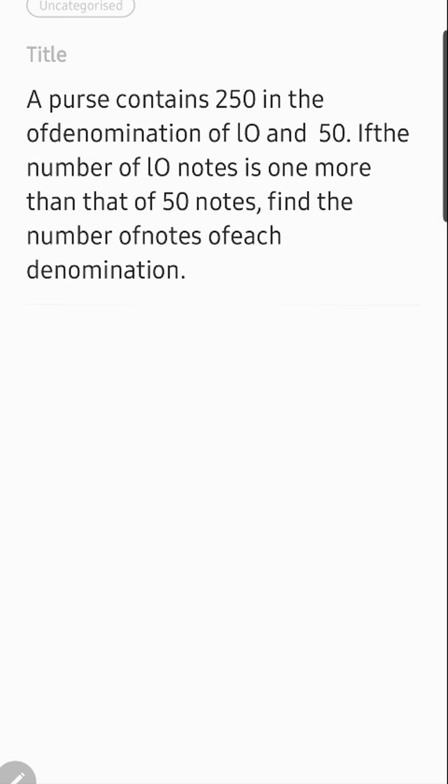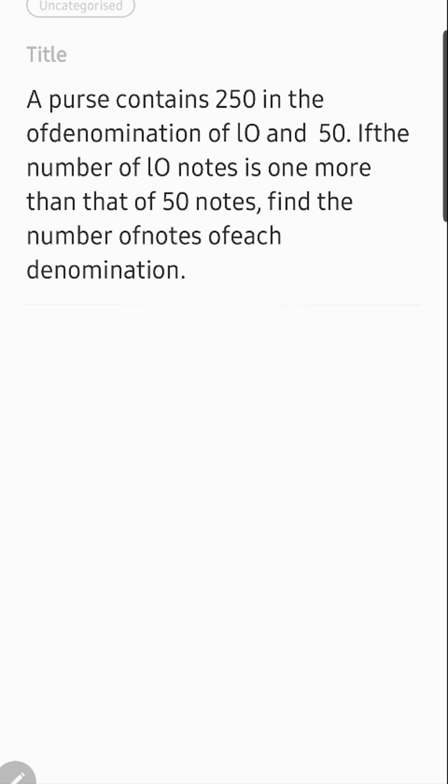Okay, here see one more problem. A purse contains 250 rupees in the denomination of 10 rupees and 50 rupees notes. If the number of 10 rupees notes is one more than that of 50 rupees notes, find the number of notes of each denomination. So in this problem we are going to find how many 10 rupees notes and how many 50 rupees notes are there in that purse.